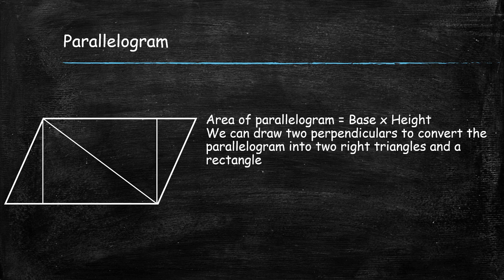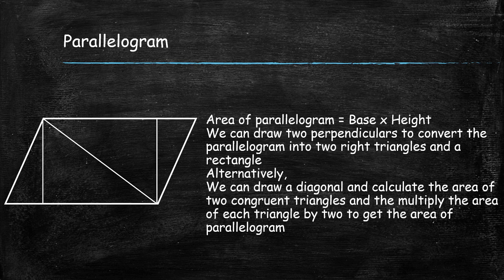So you can draw the two perpendiculars, convert the parallelogram to right triangles and rectangle. Then you also draw a diagonal and calculate the area of two congruent triangles and multiply the area of each triangle by 2 and get the area of the parallelogram.